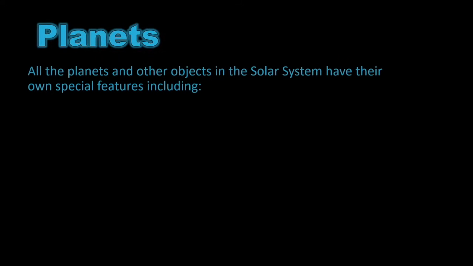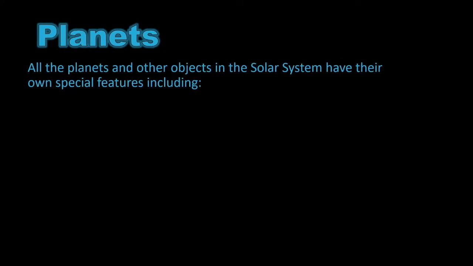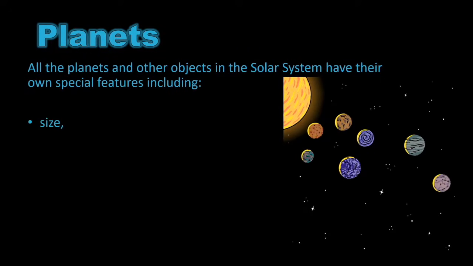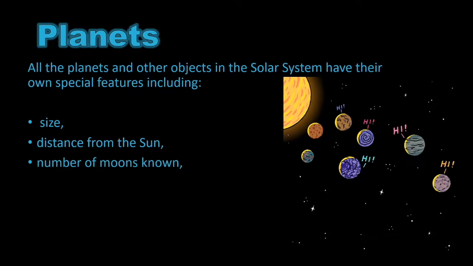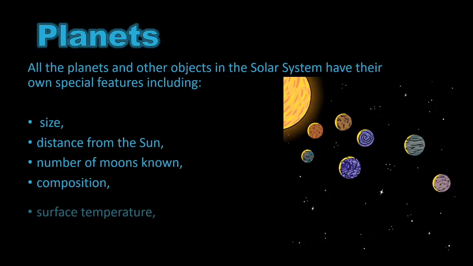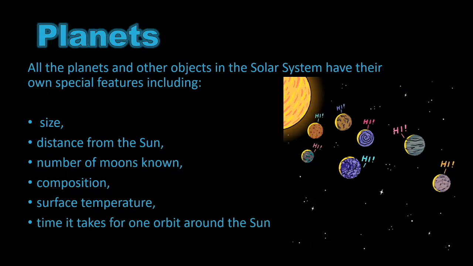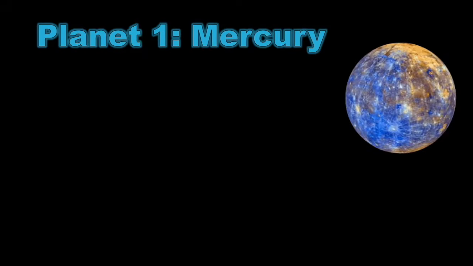So let's have a look at the 8 planets that orbit the Sun. We will look at each of the 8 planets. We will look at their size, the distance from the Sun, the number of moons that they have, and the composition, so the composition of the atmosphere and of the soil that we find. We will look at the different temperatures and also the time it takes to orbit around the Sun.